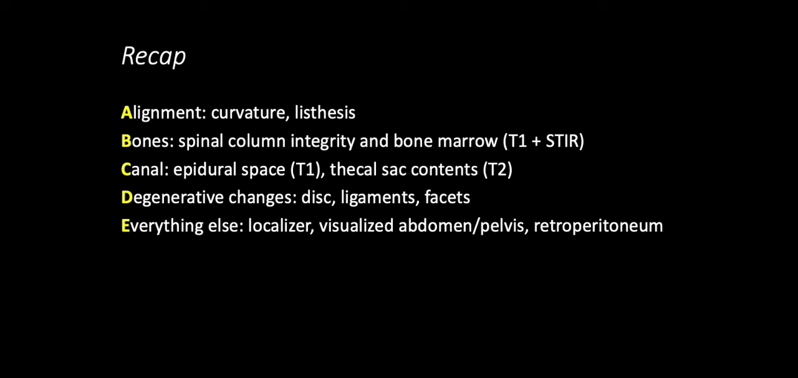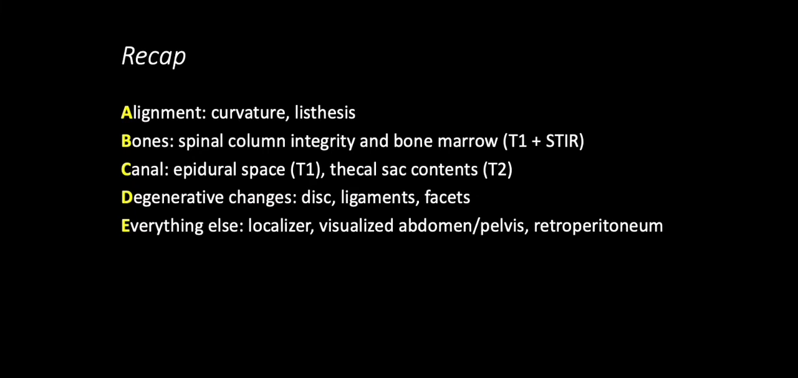As a quick recap of our search pattern, we looked at the ABCDEs of MRI spine evaluation. We can assess alignment primarily on the sagittal images and any available coronal imaging. We're looking at spine curvature as well as listhesis. We'll look at the bones or the spinal column. We want to make sure it's intact, but we're also going to evaluate the bone marrow.